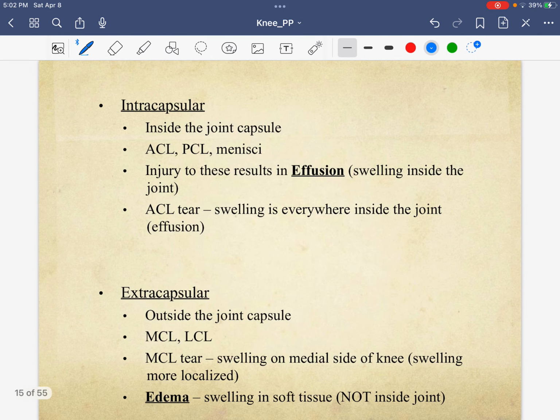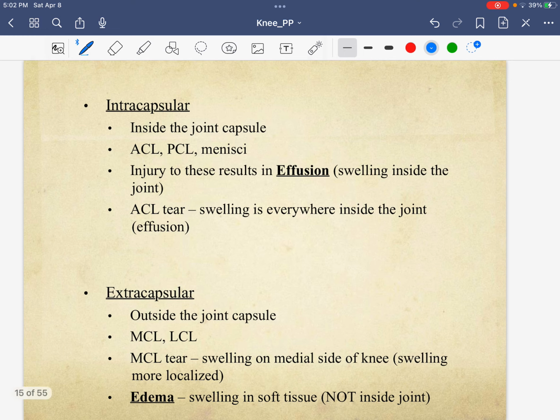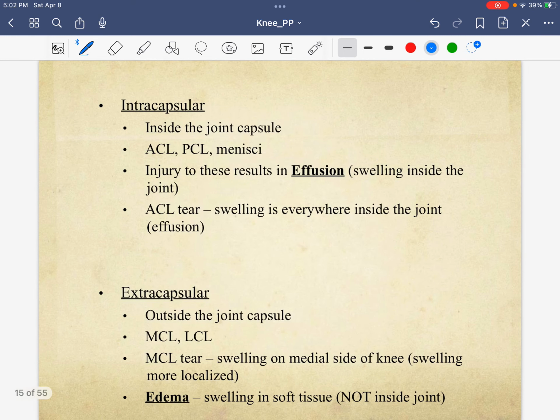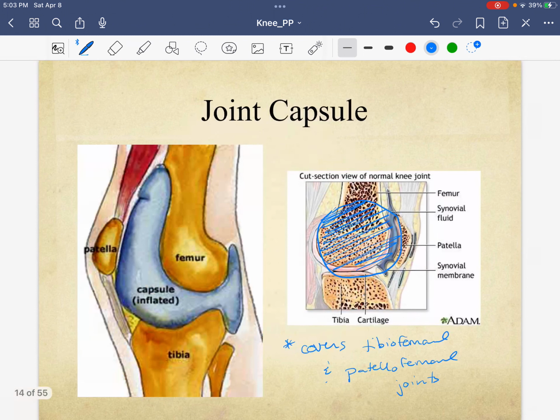That's point number one. Point number two is, when it comes to the knee, we often refer to structures as intracapsular, which means within the joint capsule, or extracapsular, outside of the joint capsule. Let's start with extracapsular. The structures that are considered extracapsular are the collateral ligaments.